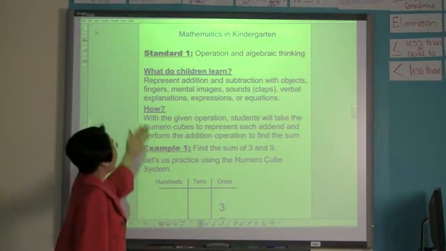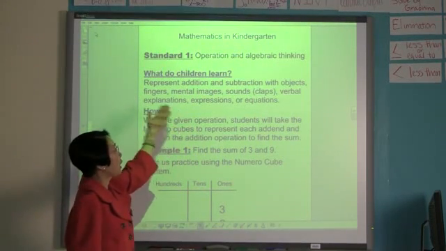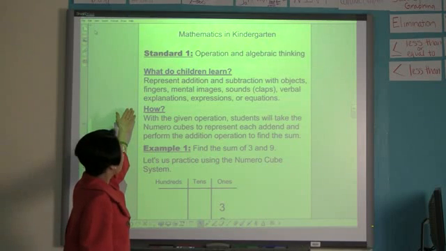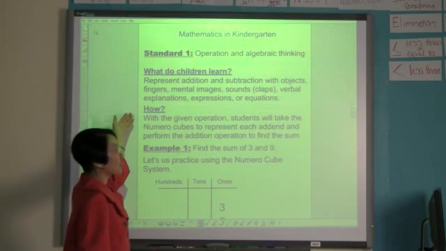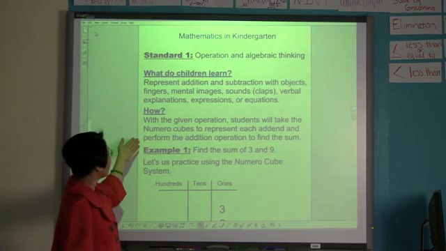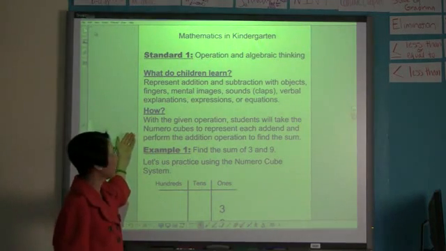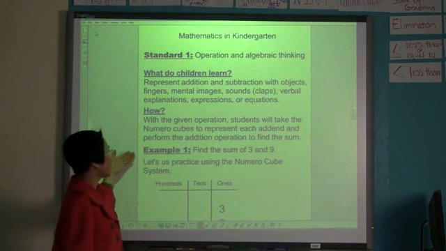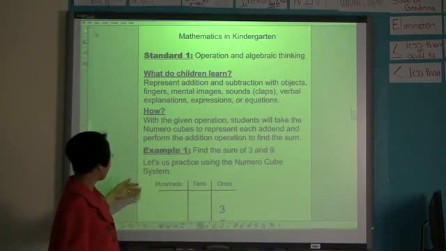I'm back. I'm still working with the mathematics in kindergarten, standard 1, operations in algebraic thinking. What do the children learn? Represent addition and subtraction with objects, fingers, mental images, sounds, verbal explanations, expressions, or equations. How? With the given operation, students will take the numerical cubes to represent each addend and perform the addition to find the sum. In this example, students are supposed to find the sum of 3 and 9. So let us practice using the numerical cube system.